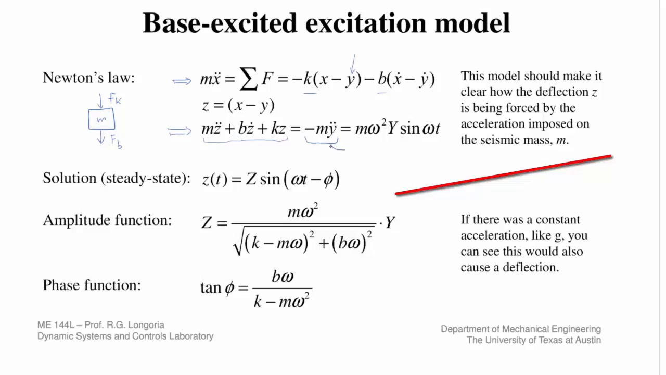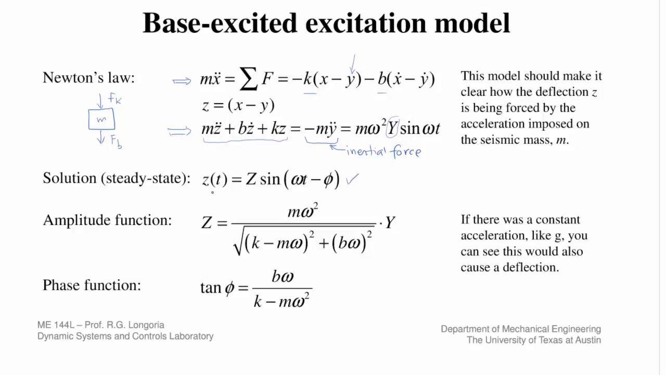So this is sort of an inertial force, isn't it? It's the force due to accelerating the seismic mass with the ground acceleration, right? You can then rewrite that in terms of the mass, the forcing frequency, and the amplitude of the ground motion, y times sine omega t.